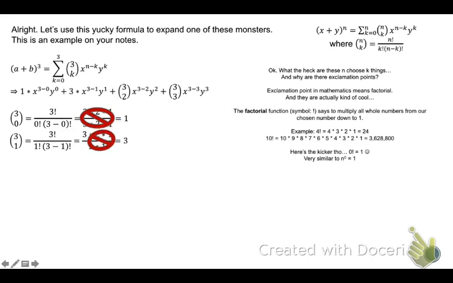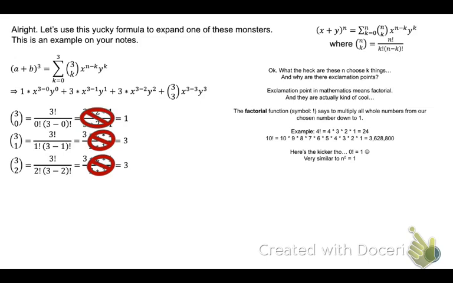And that's 3. 3 choose 2. So that's 3 factorial over 2 factorial. This becomes a 1. So that's going to be 3 times 2 times 1 over 2 times 1. Again, those 2 times 1s cancel, and you're left with 3. So that becomes a 3.